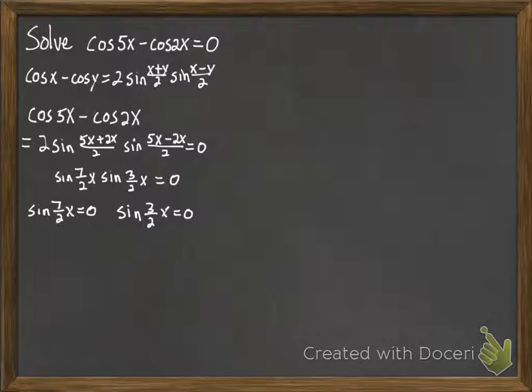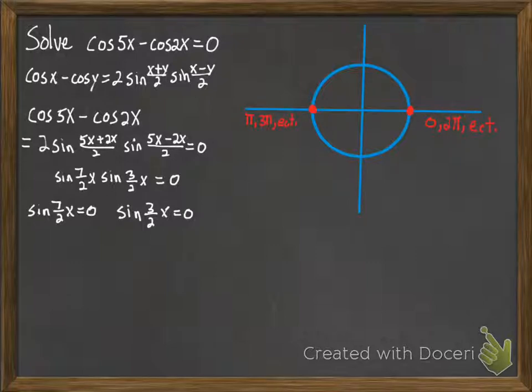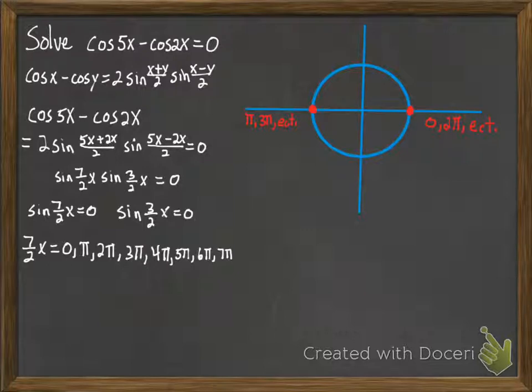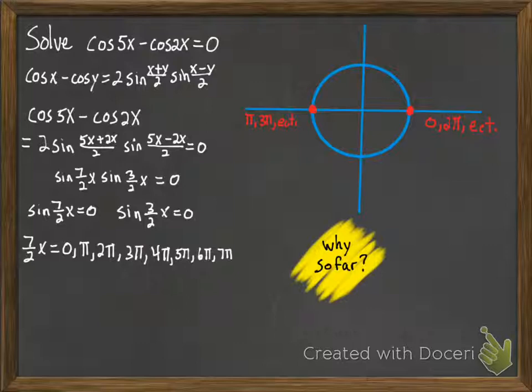Well, 0 is a quadrant value for the sine, so I'm going to draw in my unit circle and realize again that sine is 0 at 0, 2 pi, and so on, anything coterminal with that, and also at pi and 3 pi and so on, anything coterminal with that. So we're going to be looking for all the solutions where 7/2 x is one of those angles. And so we would set 7/2 x equal to 0, pi, 2 pi, 3 pi, 4 pi, 5 pi, 6 pi, and 7 pi. And you say, what? Why are we going all the way up to 7 pi?